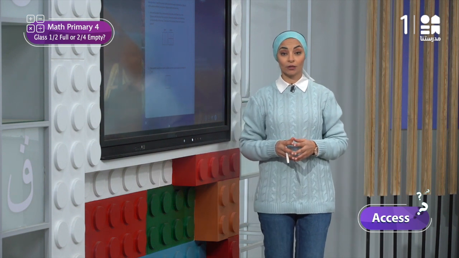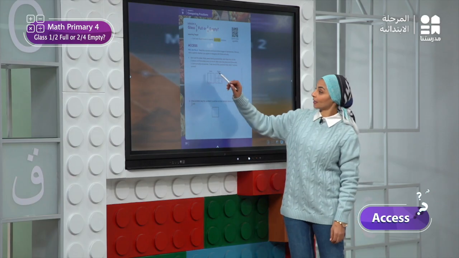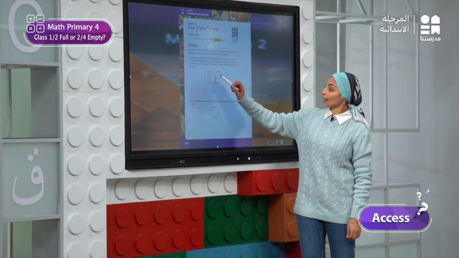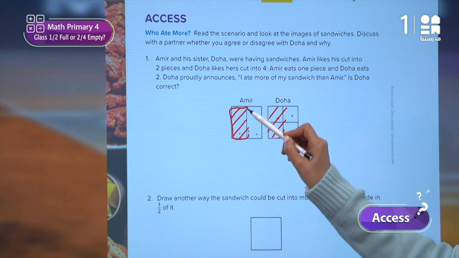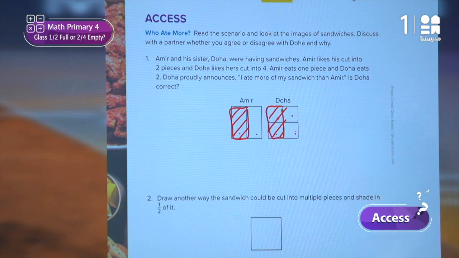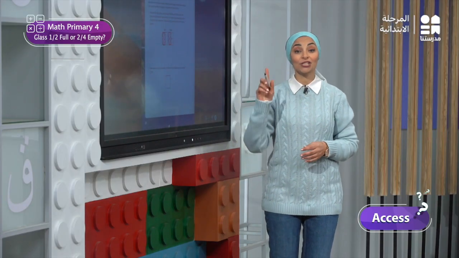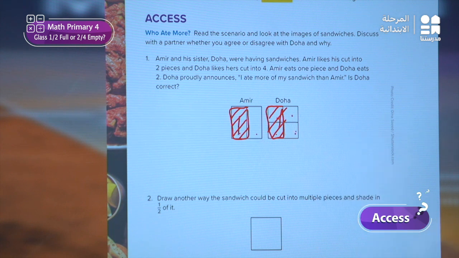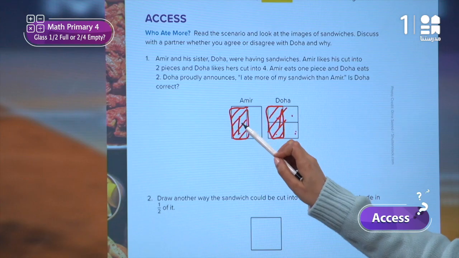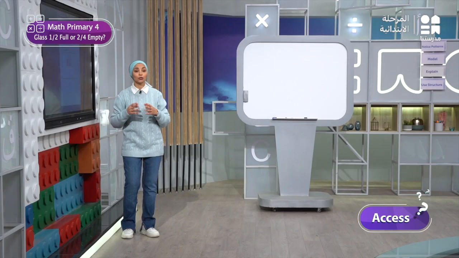As you can see in the models, the part that Amir ate was the same as what Doha ate. Let's see, didn't Amir eat 1 part only and Doha ate 2 parts out of 4? As we can see, the part Amir ate is the same part Doha ate, right? So what Doha thinks, that she ate more than her brother, was not correct. Why? Because she ate the same amount as Amir. They both ate exactly the same. What is the only difference between them? The number of parts, right? Amir ate 1 out of 2, Doha ate 2 out of 4. This means that half is equivalent to 2/4.